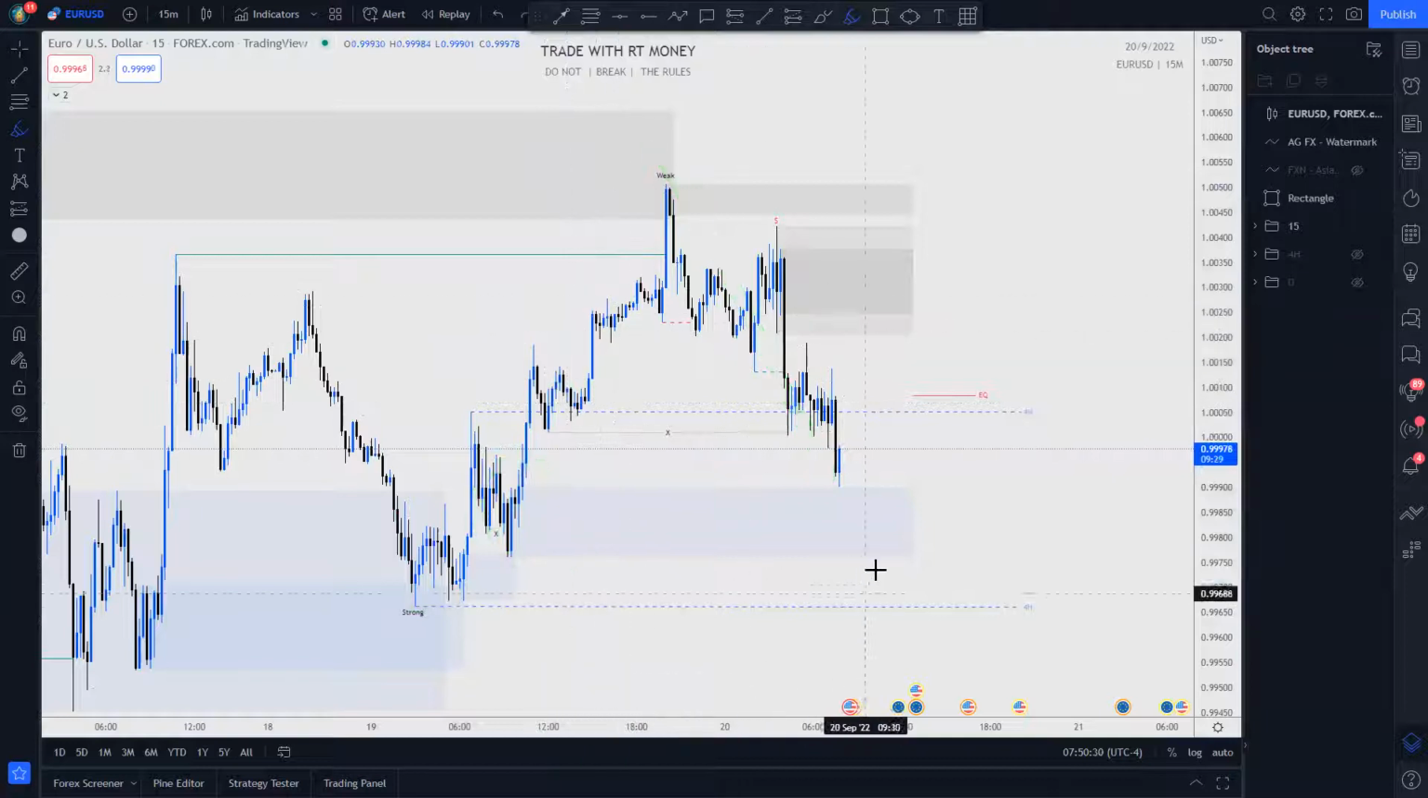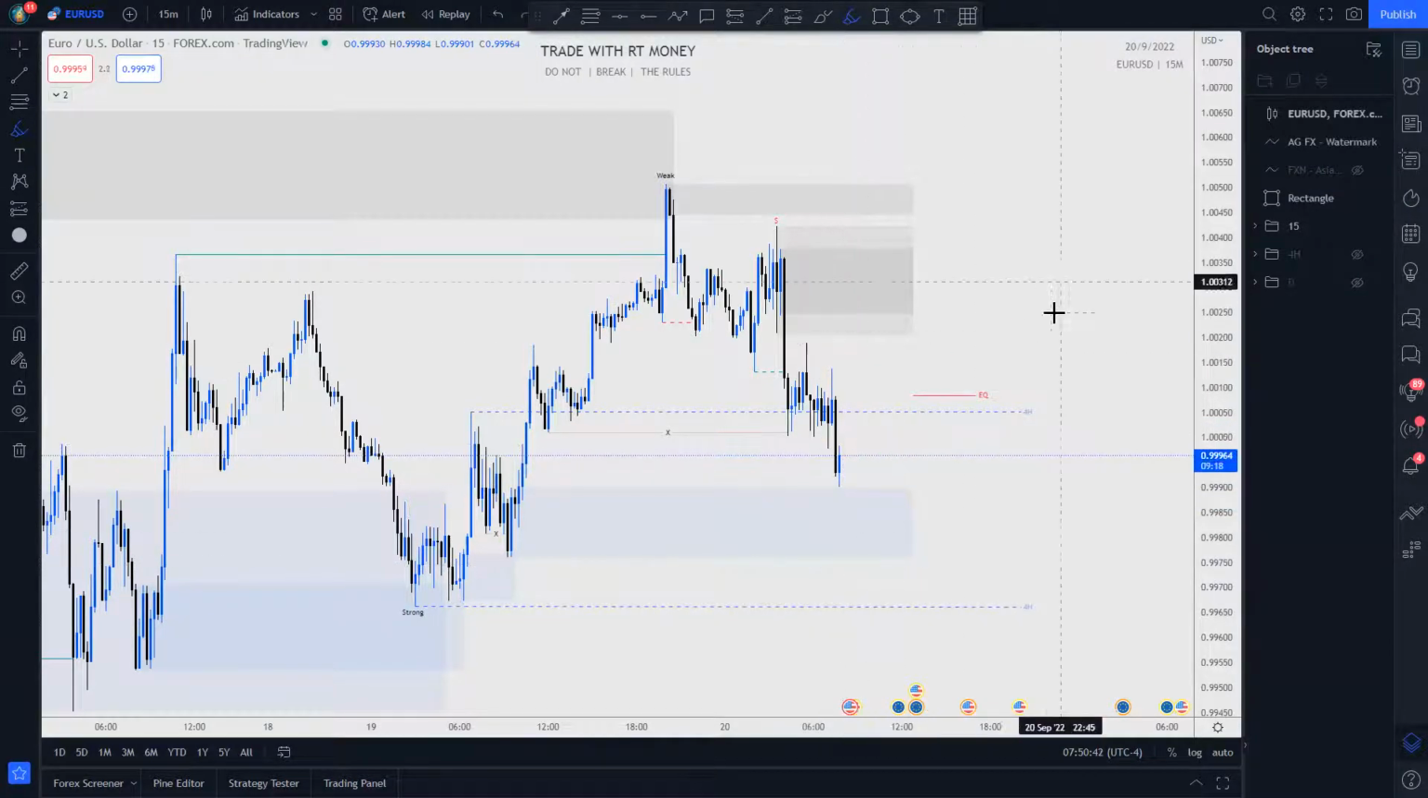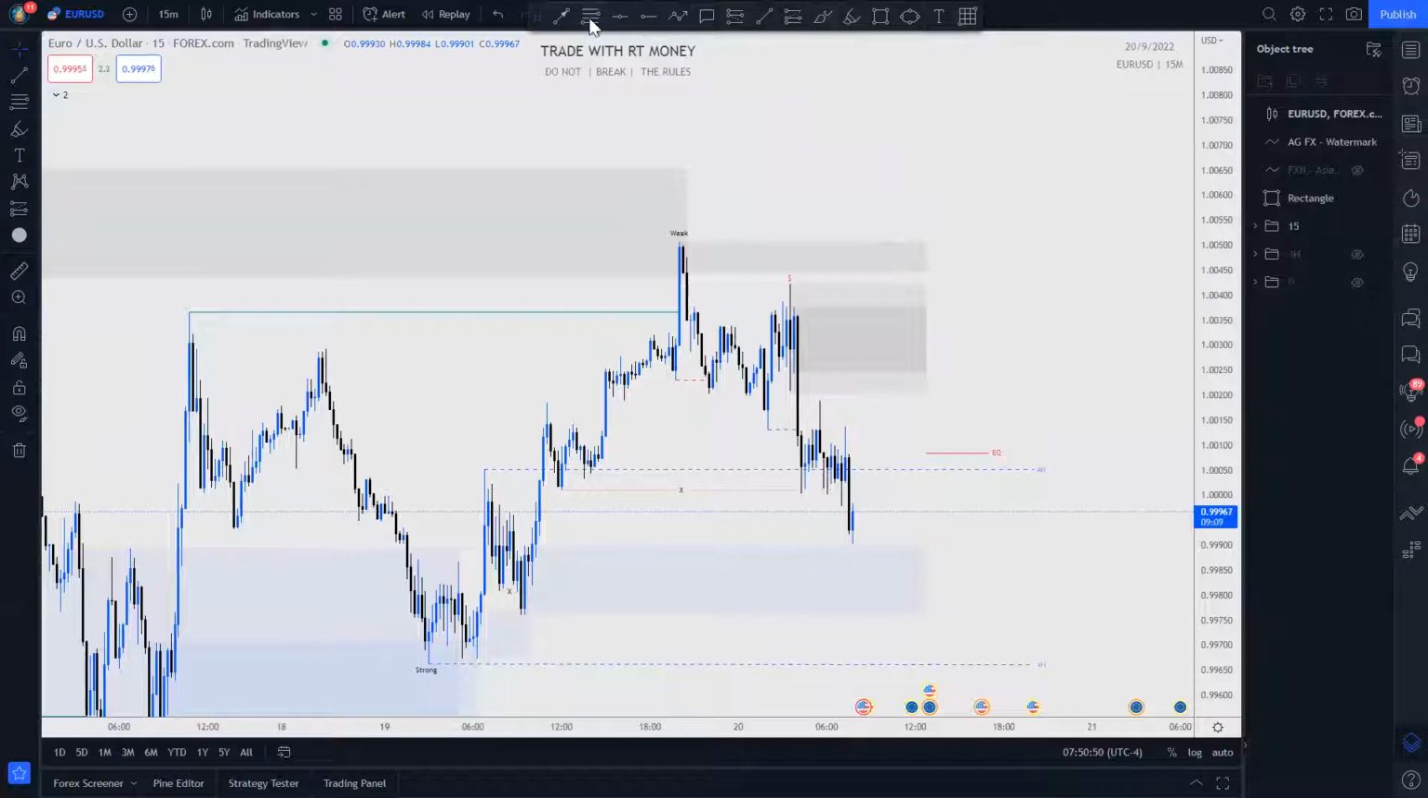And I'm expecting price to hold. And we have some evidence of that, right? So what am I looking for now? A break to the upside. And I would be going down to my 1 minute, looking for an entry. And what am I looking for?